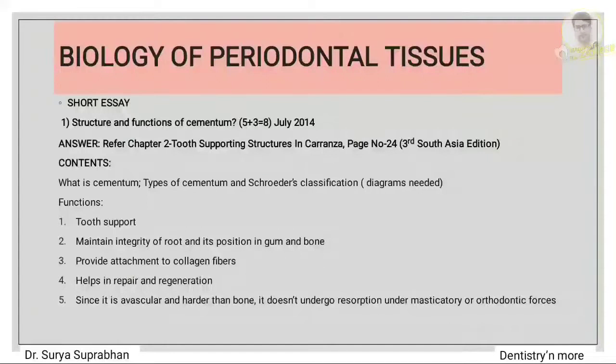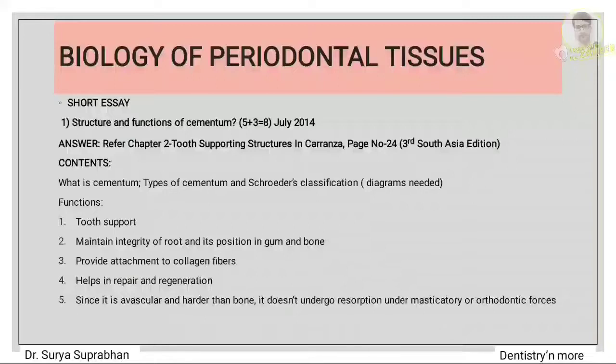This you have to refer chapter 2, tooth supporting structures in Carranza. The page number has also been mentioned. Under this question you have to write, first mention what is cementum, then the types of cementum and Schroeder's classification. The diagrams are needed.